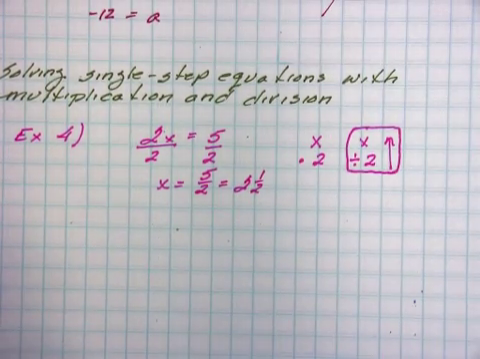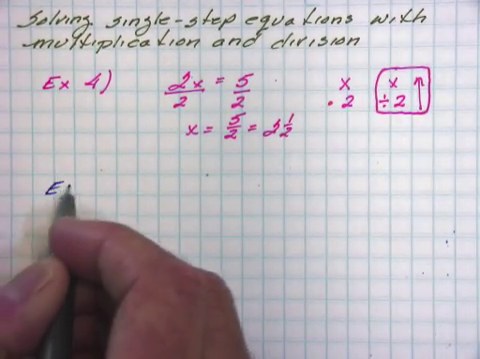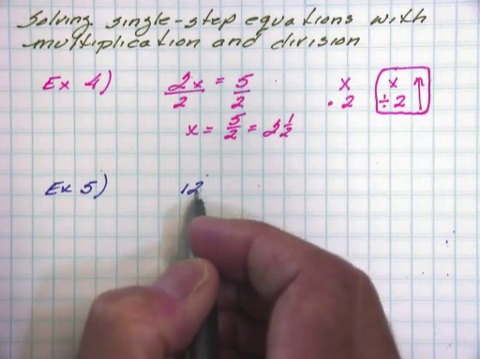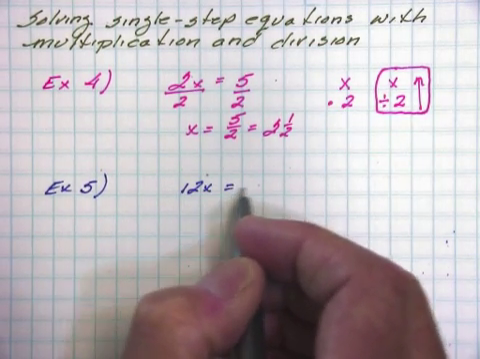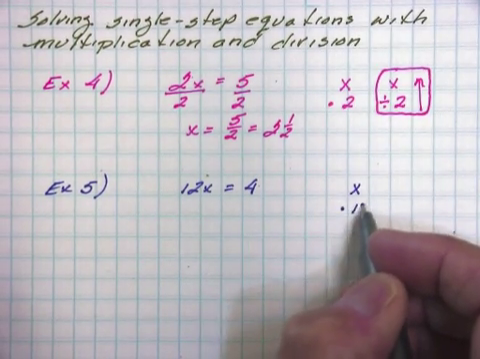Now you can leave the answer like that, but generally you're going to be asked, if it's a top-heavy fraction like this, to go ahead and write it as a mixed number. So this would be 2.5. All right? Let's do another example. Example 5.